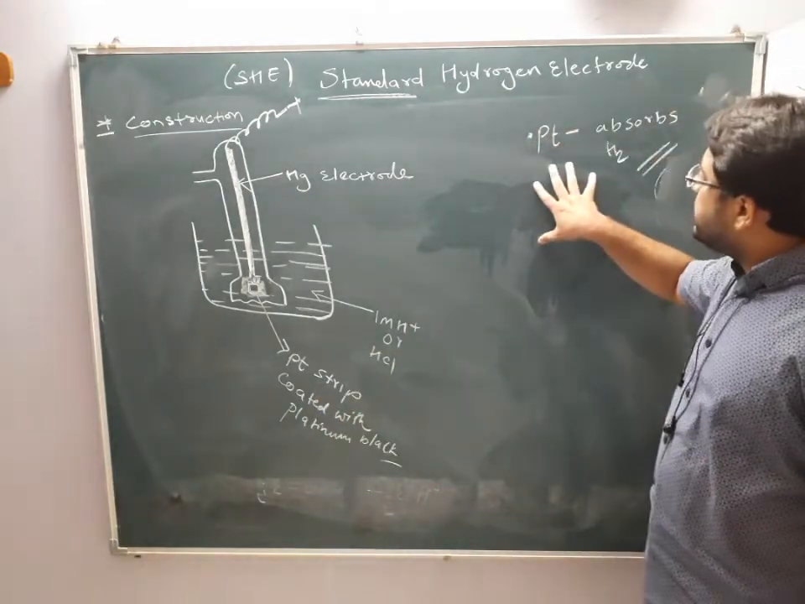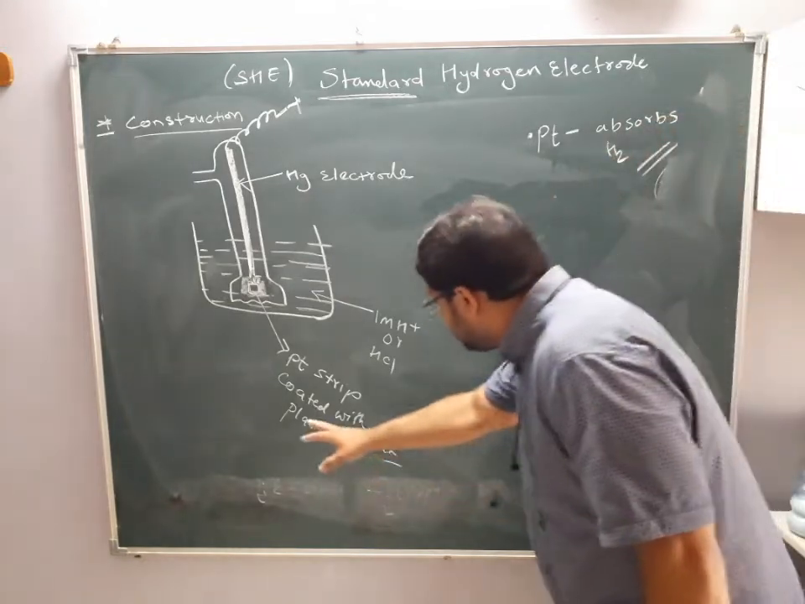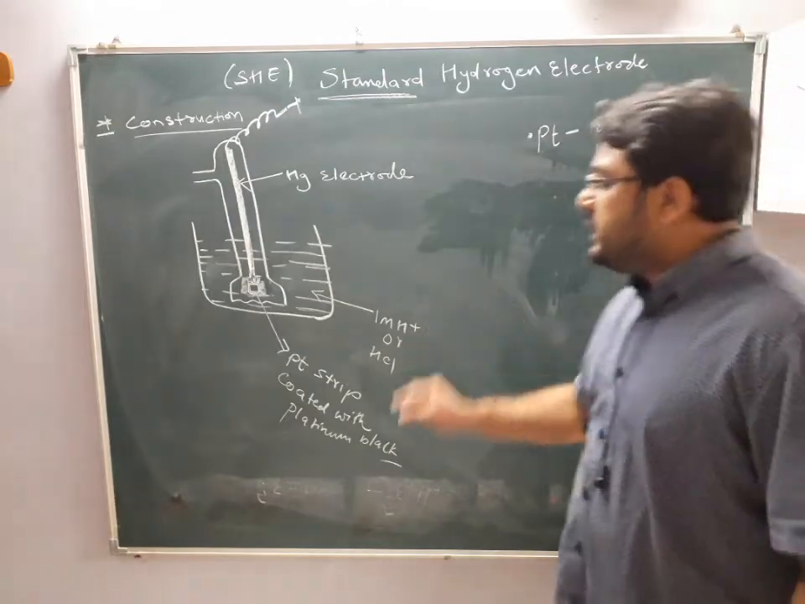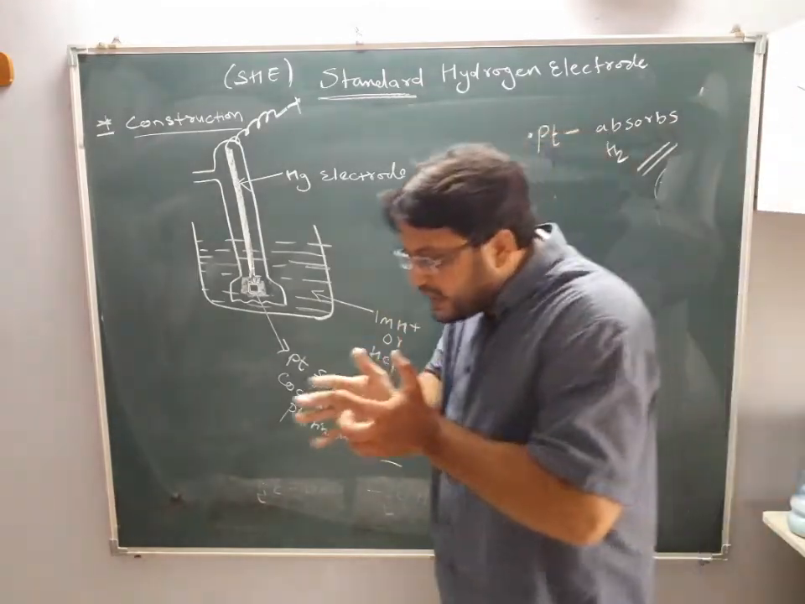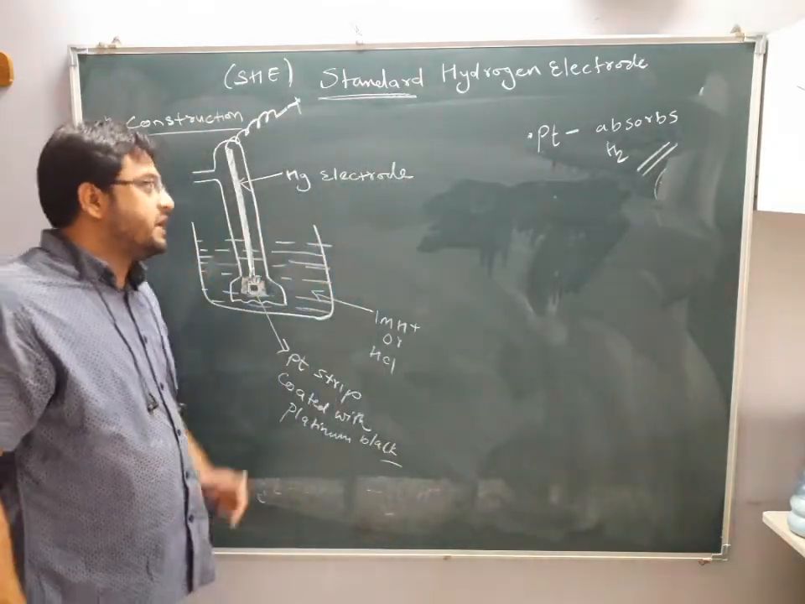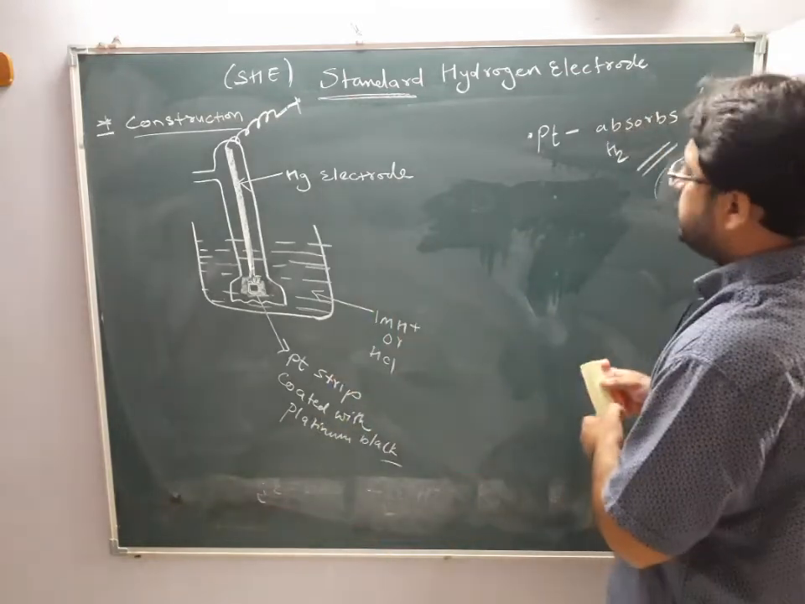So why have I taken platinum here? I have taken platinum because it absorbs the hydrogen. Why have I coated with platinum black? I have coated with platinum black only because the platinum strip is very small. I have to increase the surface area. To increase the surface area, I have coated with the platinum black. Clear this part? You can copy, you can make a post, and you can draw the diagram.